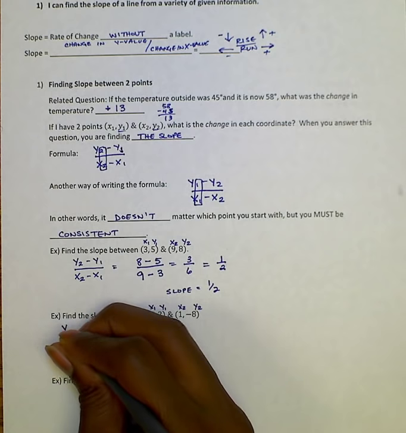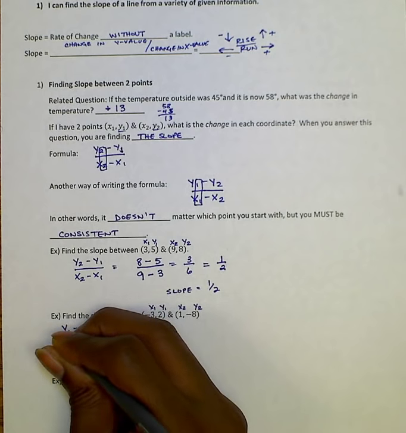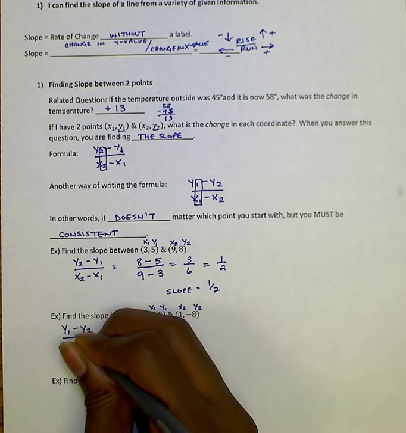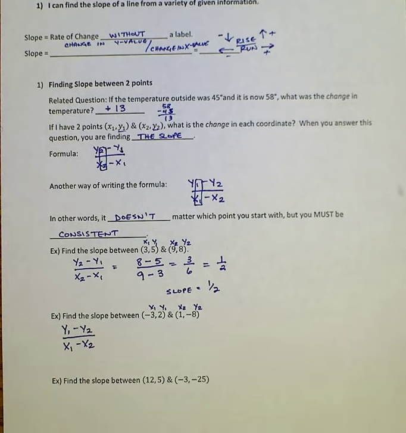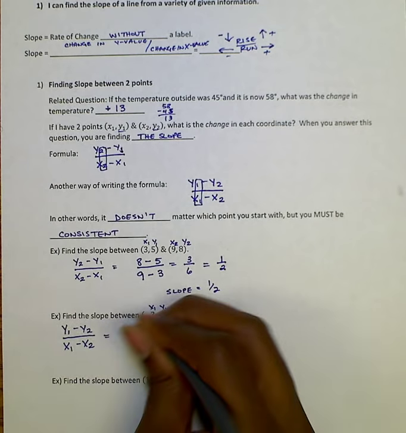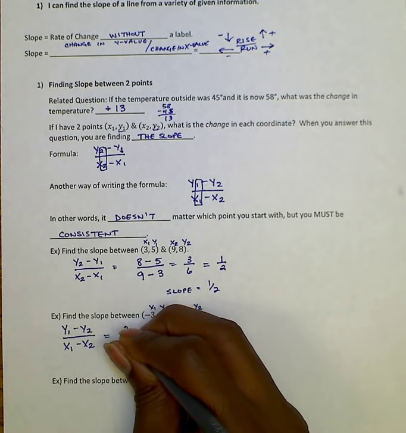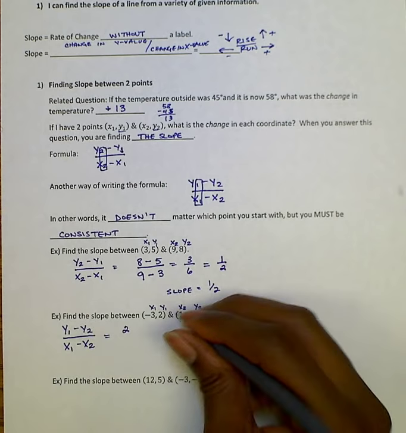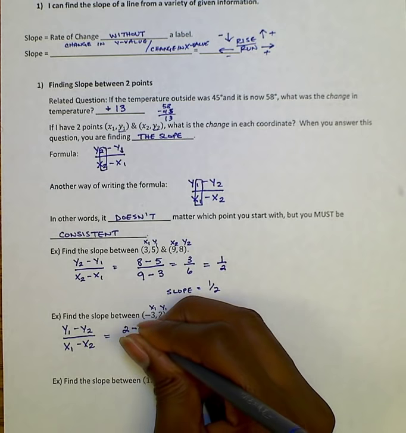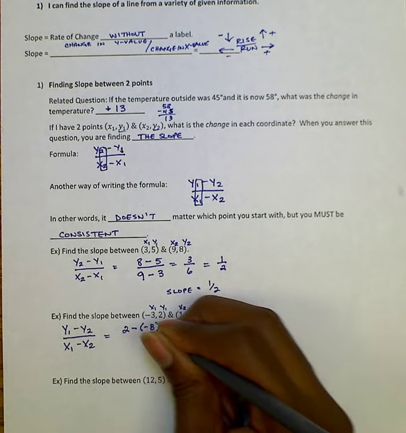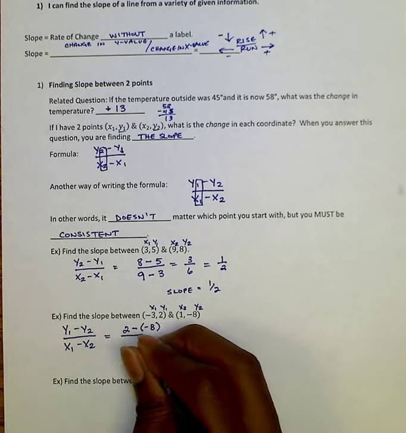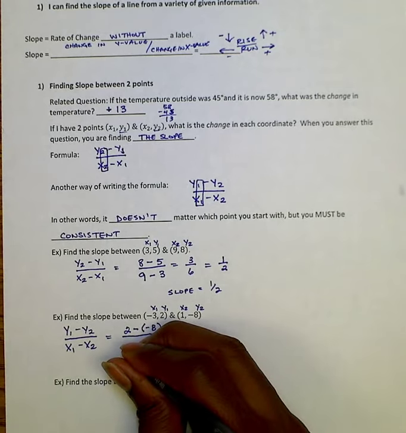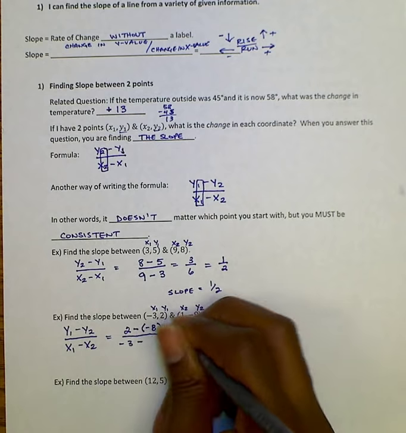I'm going to go y1 minus y2 over x1 minus x2. Because remember, it really doesn't matter which order you go in, but it does matter that you go that same order for the x's and the y's both. So I'm going to do y1, which was 2, minus y2. Now notice here, guys, that we're subtracting negative 8. Okay? Over x1, which is negative 3, minus x2, which is 1.